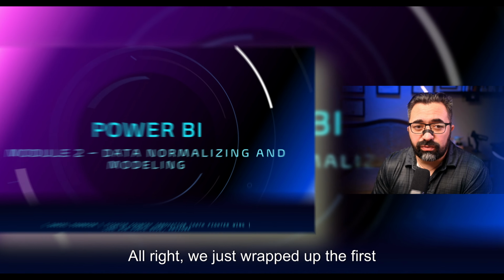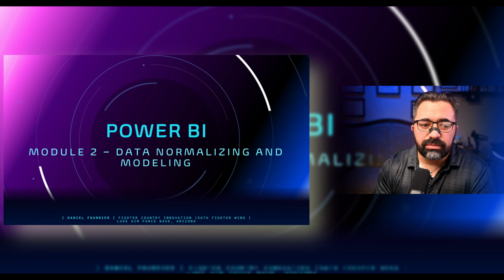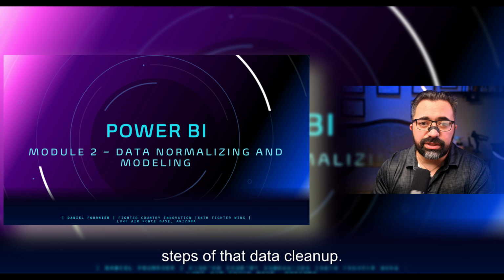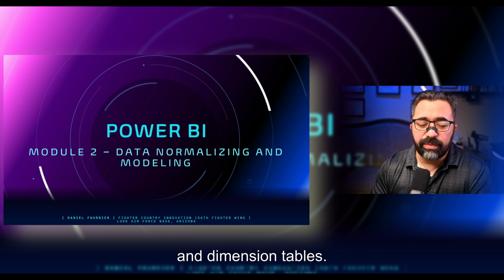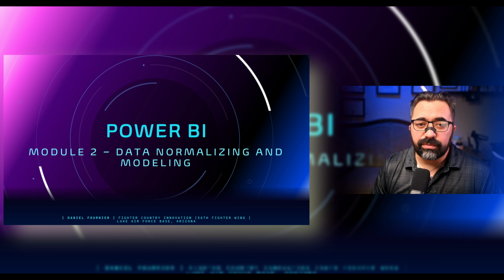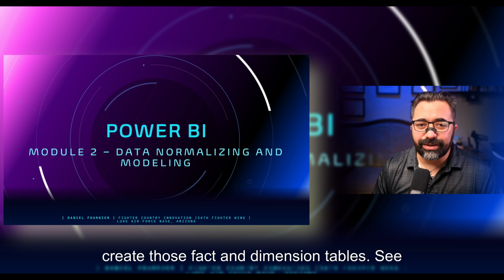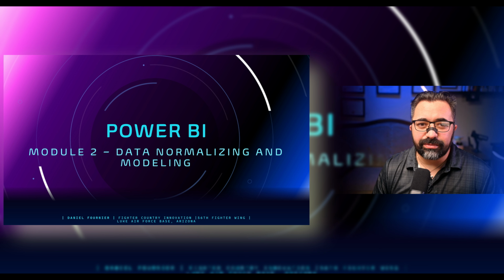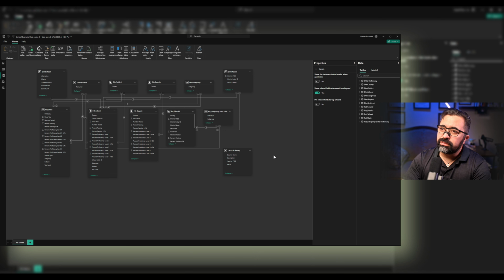All right, we just wrapped up the first portion of the Power BI Power Query module. In that first portion, we went over several steps of that data cleanup. Now we're going to work on creating fact and dimension tables. Once you're ready, hop on into Power Query and we will create those fact and dimension tables. See you there. We are going to get into the data modeling portion.